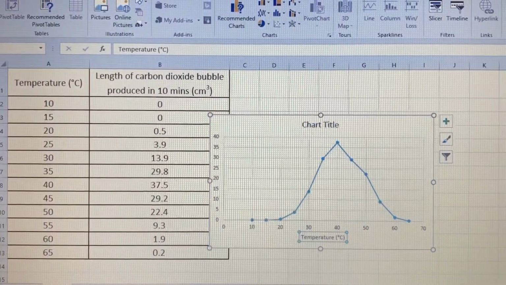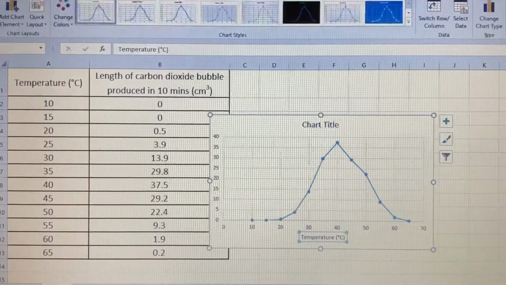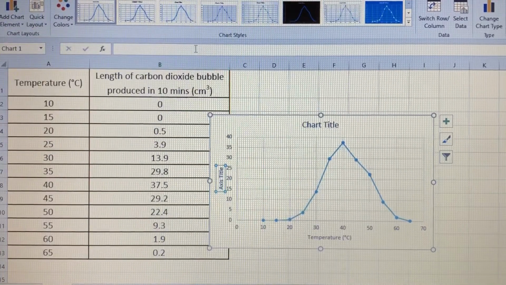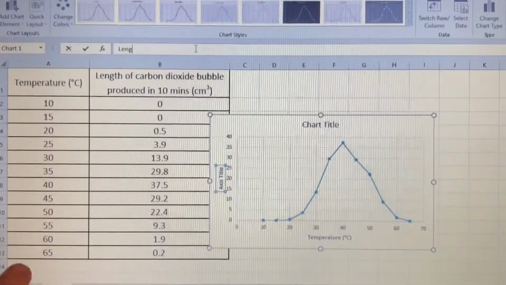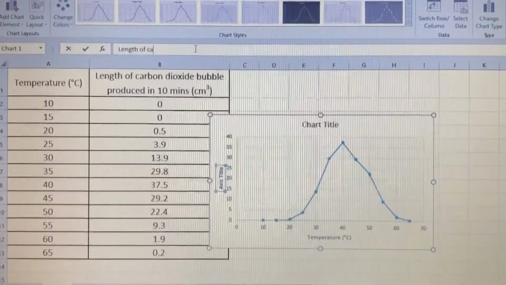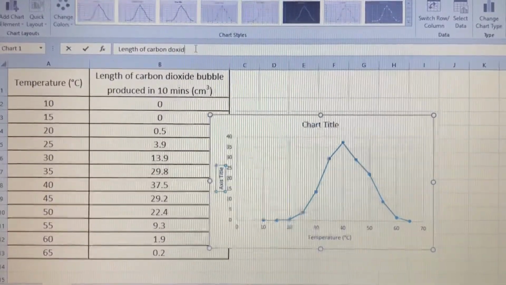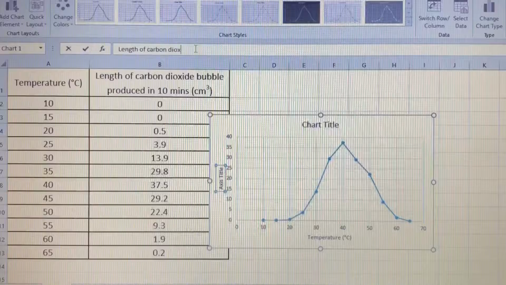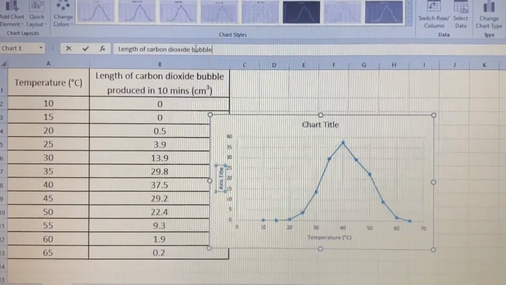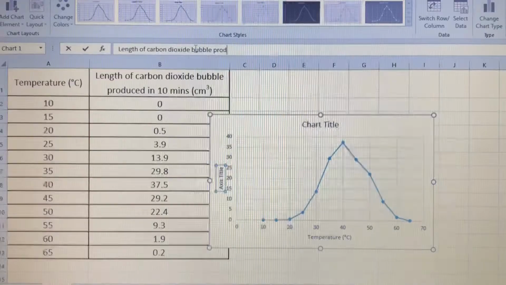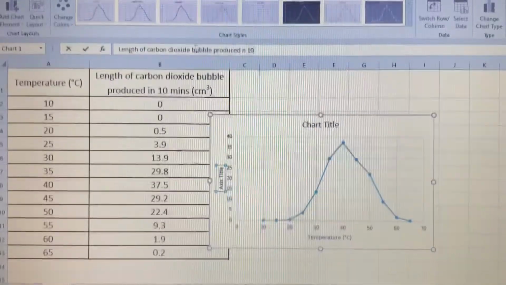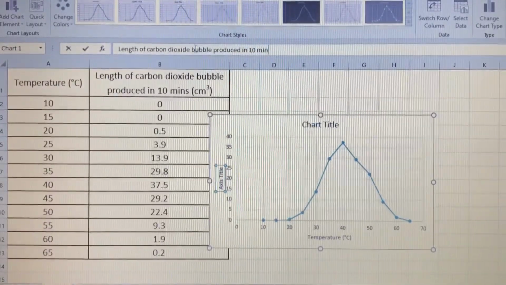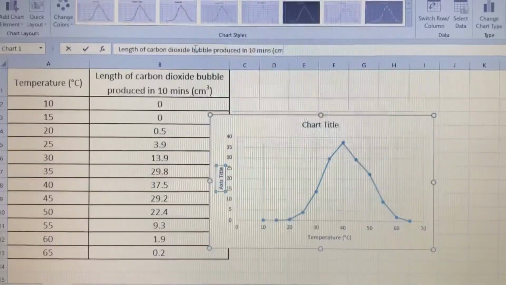Okay, and then I'm going to go back to the design and add a vertical column, a vertical label: length of carbon dioxide bubble produced in 10 mins, and that is in centimetres.